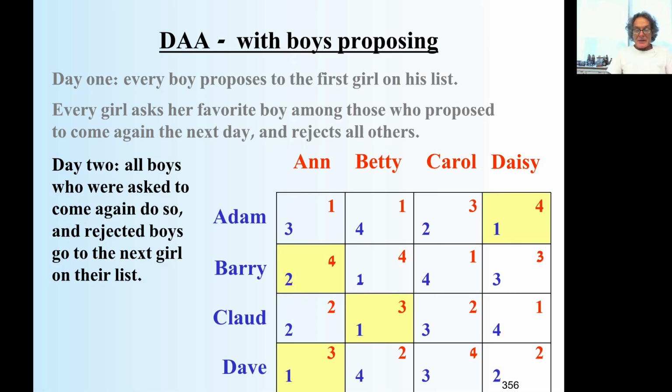So in the next day, that is the table that goes like this. And now Ann has two. Okay? But Ann now says, wow, Barry number 2, not bad for me, but Dave was number 1. So she's going to send Barry out. So Barry moves from Betty to Ann, but Ann will send him out, and he will go to whom? To Daisy.